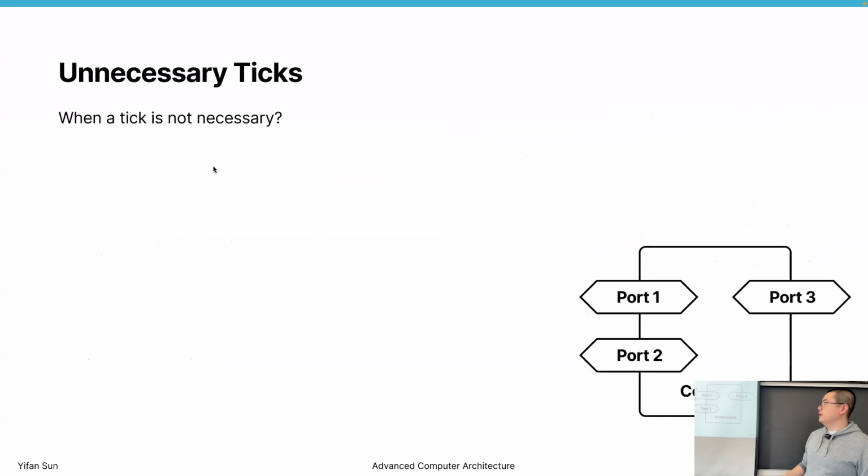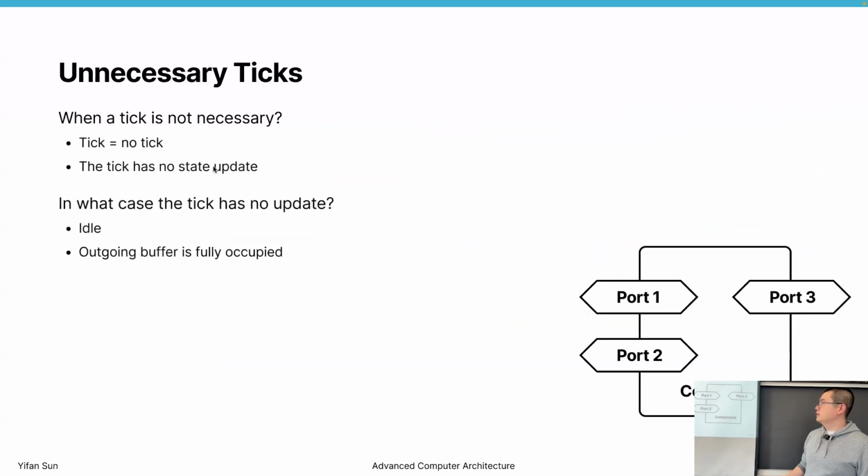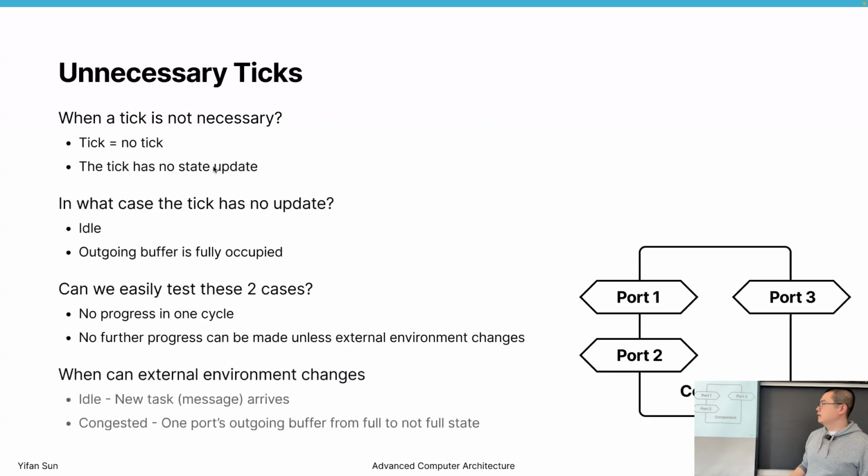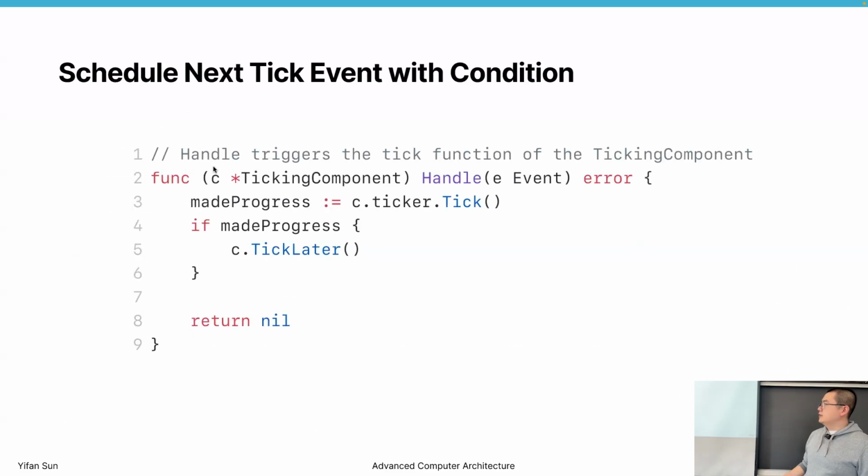Then in the updated code, we add a condition check. We ask the tick to return a field. We call it made progress. It can be true or false. This is a Boolean value. Okay. If it's made progress, we tick later. We tick in the next cycle. If there's no progress made, we put it to sleep by not scheduling the event in the next cycle.